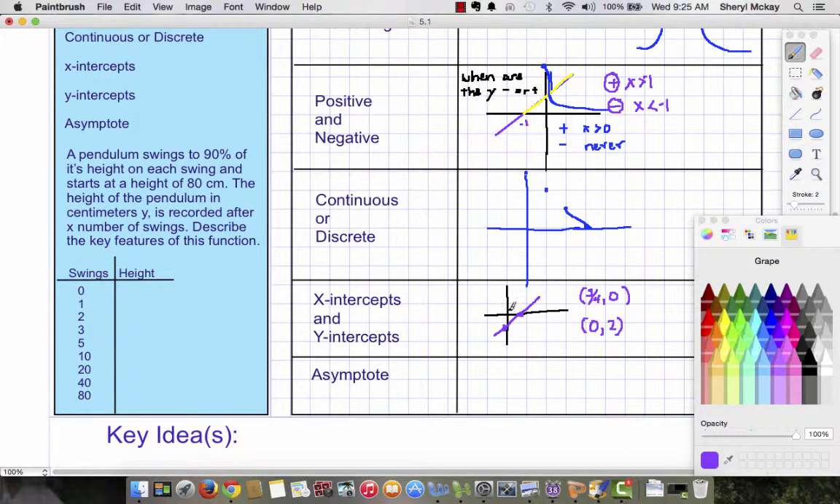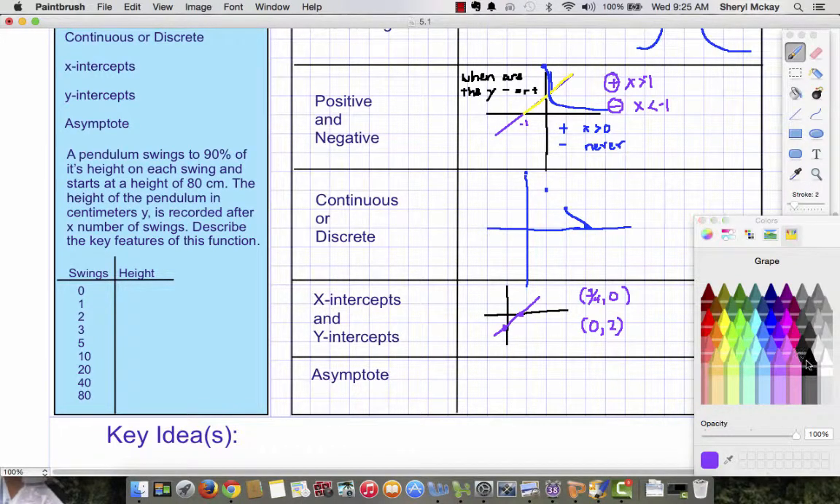So it's important to know where a graph crosses the x-axis, and remember y is always 0 when it crosses the x-axis, and where it crosses the y-axis, that's the y-intercept, and that's when x is 0. And that's true of an exponential function as well. So I don't think I need to draw that, but you can look and see.